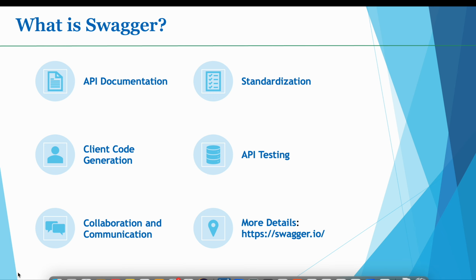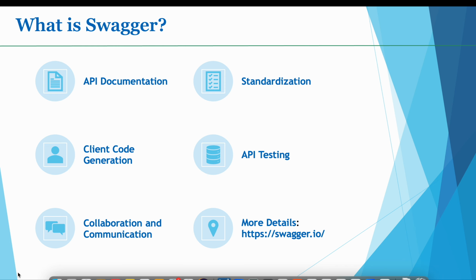Swagger also helps with client code generation. It enables automatic generation of client SDKs for various programming languages. This feature simplifies the process of consuming APIs by providing ready-to-use code snippets and libraries that developers can integrate directly into their applications.